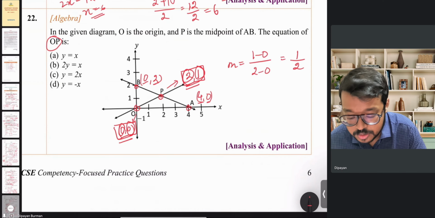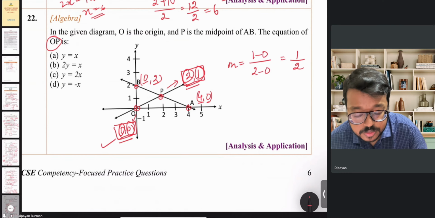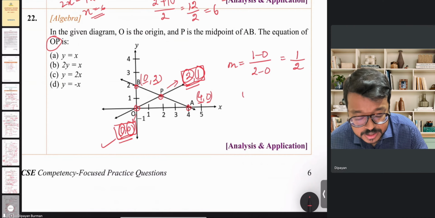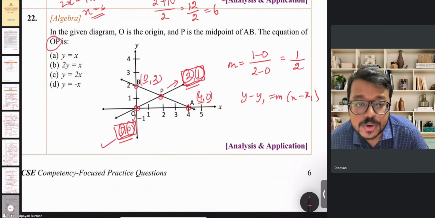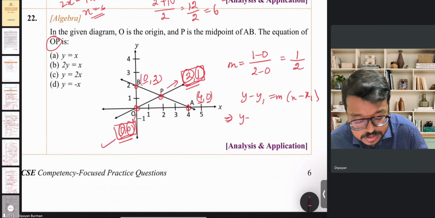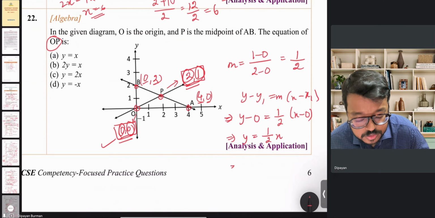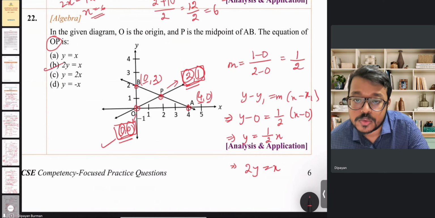And then let's look at choosing the origin as one point. So the line passes through the origin and has slope 1 by 2. Therefore the equation of the line is y minus y1 equal to m into x minus x1. This is my point-slope form. The x1, y1 value will be (0, 0). So y minus 0 equal to half into x minus 0. So y is equal to 1 by 2 x. If I move the 2 to the other side, 2y will be equal to x. So which is option number B, 2y equal to x.